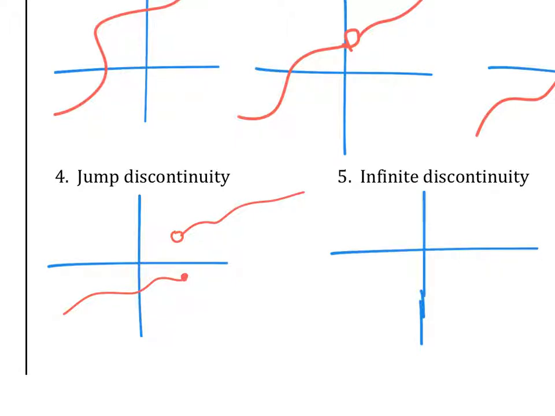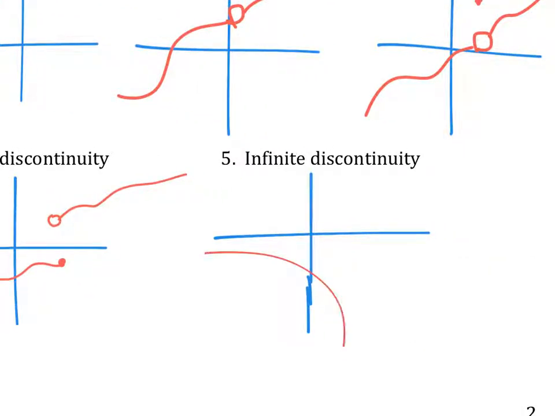The last one is infinite. Infinite means that you have something like this. Goes up and down forever. Basically, if you recall, it's where we have asymptotes.